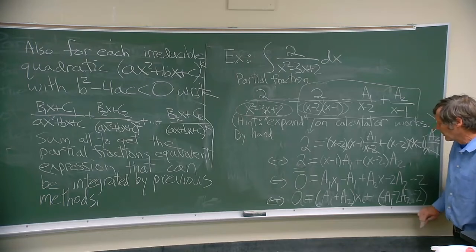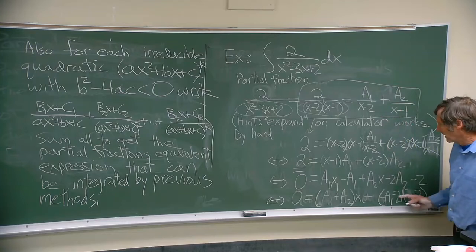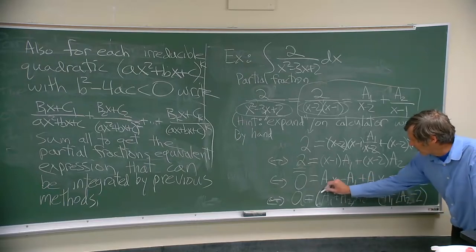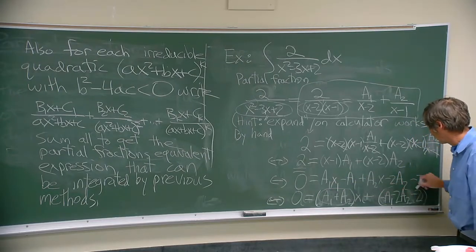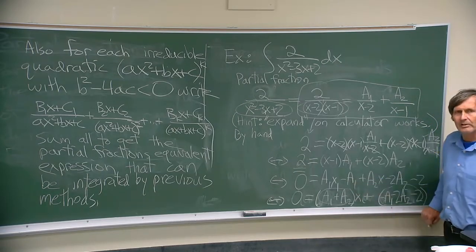There it is. All this equals 0. And now you realize an interesting fact. This has to hold for all values of X, except 1 and 2 where it's not defined. In order for this to hold for all values of X, virtually, it has to be that this number multiplying X is 0 and this number over here is 0, right?